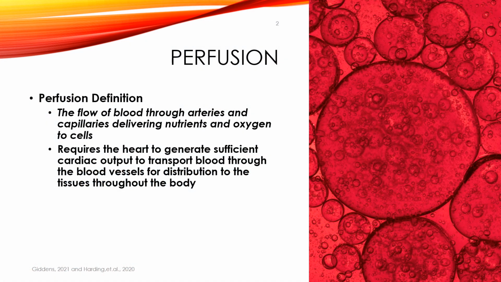So the definition of perfusion then is the flow of blood through arteries and capillaries delivering nutrients and oxygen to the cells. In order for perfusion to happen, it requires the heart to generate a sufficient cardiac output in order to transport that blood through the blood vessels, which then gets distributed through to the tissues throughout the whole body.